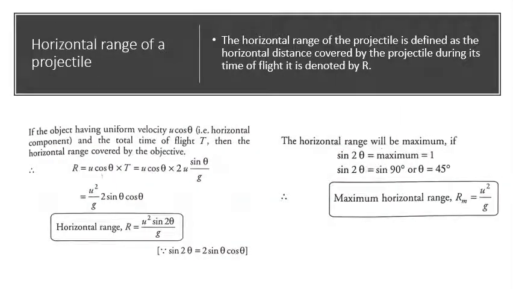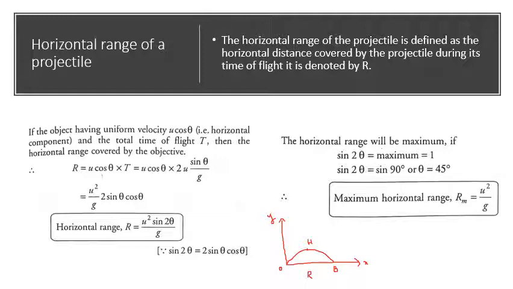Now we are going to see the last part of this derivation, that is horizontal range of a projectile. So what is horizontal range? Let me draw here. This is your graph, x-axis, y-axis. This is your origin and this is your projectile. The maximum range is O to B, and it is denoted by capital R. And this is your height, maximum height reached by an object, capital H.